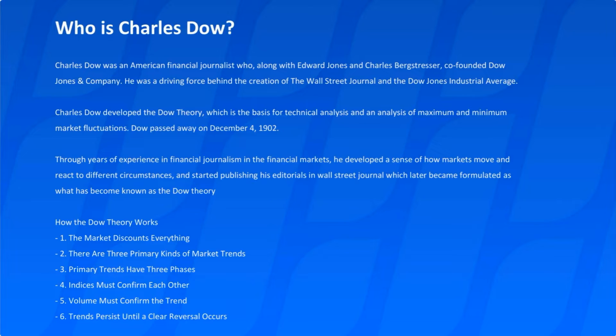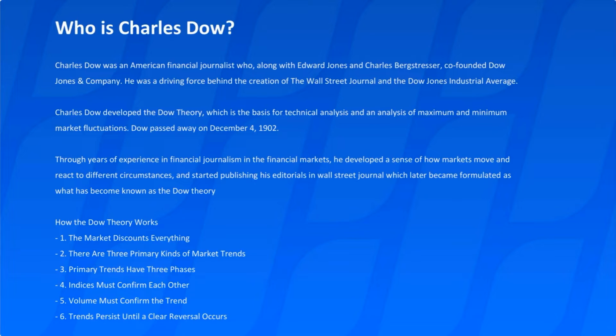He never meant to name it Dow Theory. Basically, this happened after he passed away in 1902. However, his diaries and his writings, editorials in the Wall Street Journal, were named after his death as the Dow Theory. Through years of experience doing this in the Wall Street Journal, he started to get some sense of how the markets work.